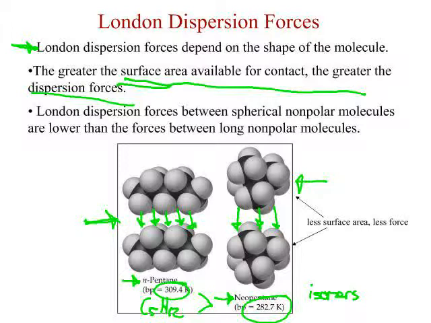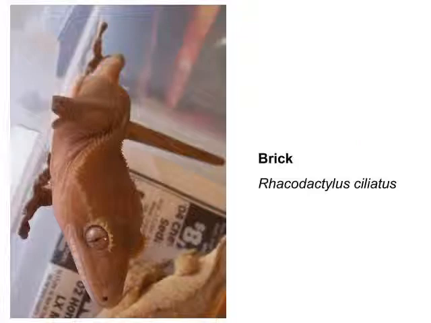One place you see dispersion forces in nature is with one of my favorite creatures, geckos. As you guys know, geckos can stick to walls. They can run up glass and stick to surfaces that you would otherwise think are slick. And this is an example of a gecko right here.